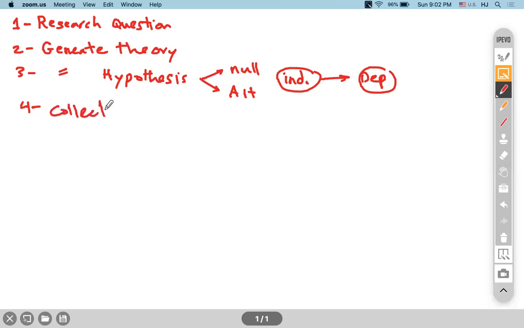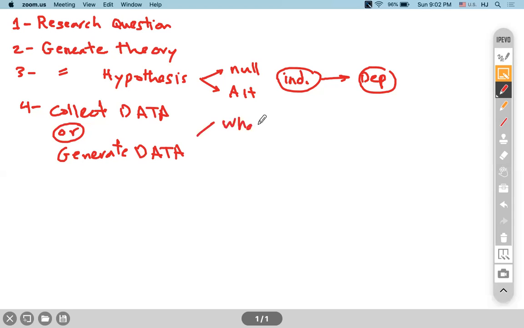So we collect the data, and sometimes, just for your information, instead of collecting the data, we might generate the data. So, collect or generate the data. Whichever of these two options we choose, we have to determine what data we have to collect and how we shall collect it, or what data we should generate and how to generate it.